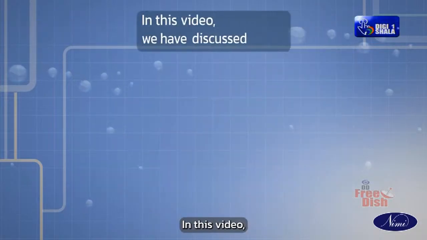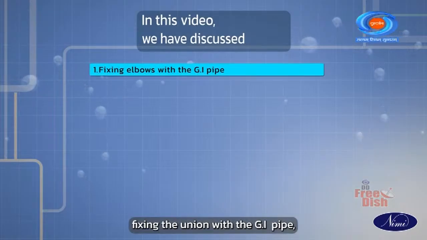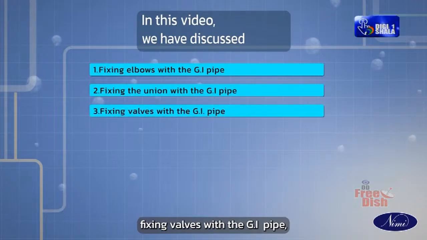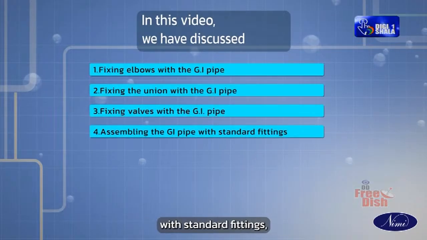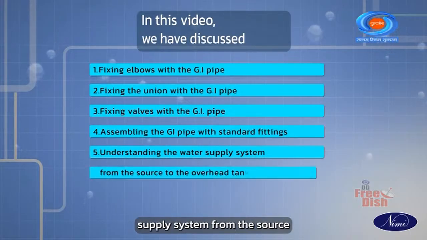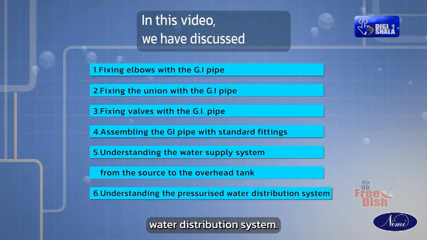In this video, we have discussed fixing elbows with the GI pipe, fixing the union with the GI pipe, fixing valves with the GI pipe, assembling the GI pipe with standard fittings, understanding the water supply system from the source to the overhead tank, and understanding the pressurized water distribution system.